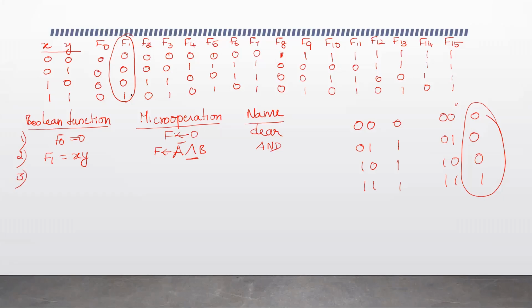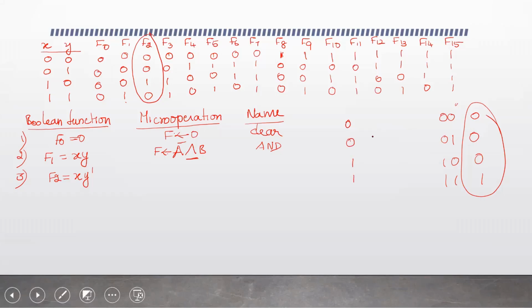And the third case. Third is column F2. What is the operation performed in this? Here 1, 0 is 1. In all the other cases it is 0. So the operation performed here is X, Y complement. To check it, X is 0, 0, 1, 1. Y is 0, 1, 0, 1, so Y complement is 1, 0, 1, 0.